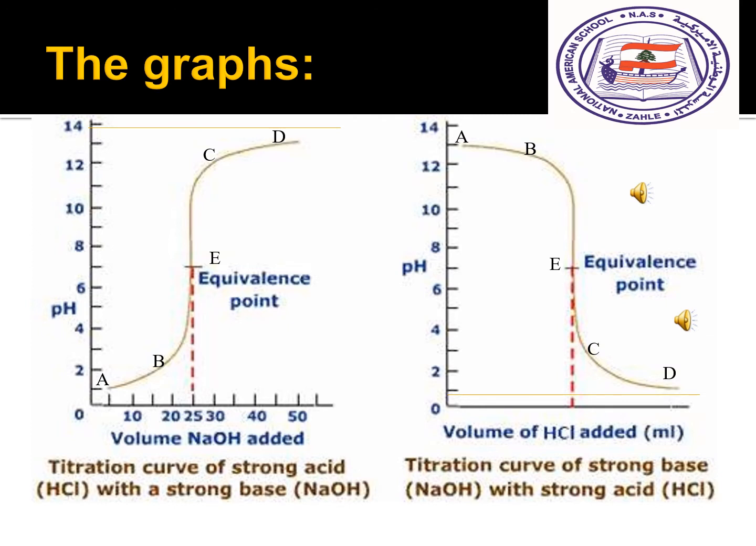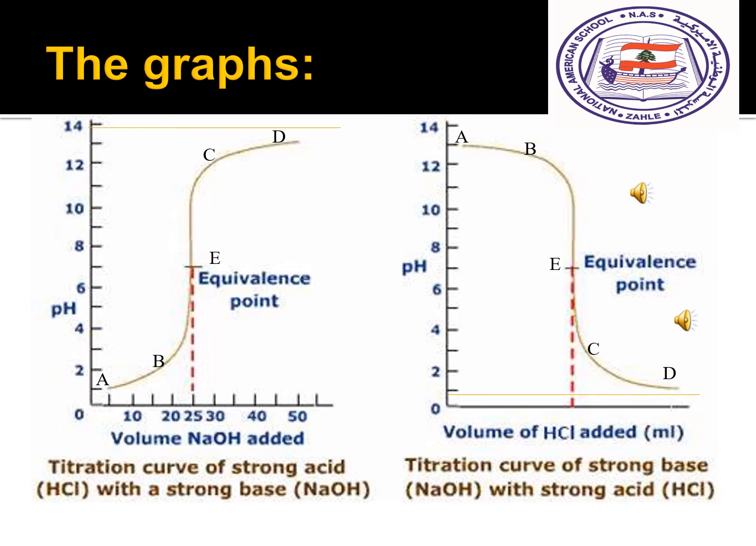Let's please look at these 2 graphs. We have the one on the left, which represents the titration curve of a strong acid with a strong base, and the one on the right, which represents the titration curve of a strong base with a strong acid. Remember guys, when the graph is ascending, we have the base in the burette, and when the graph is descending, we have the acid in the burette.